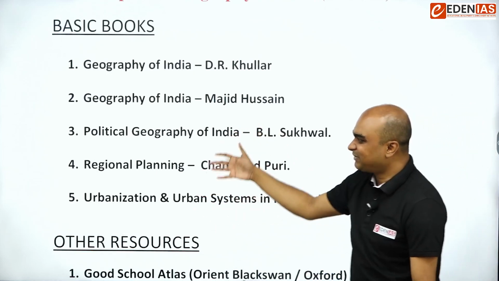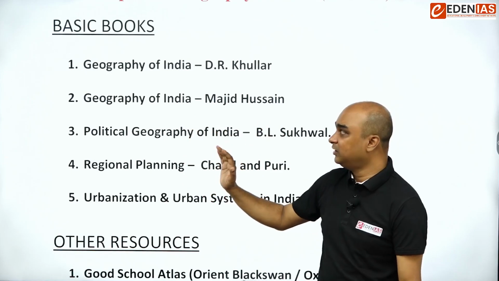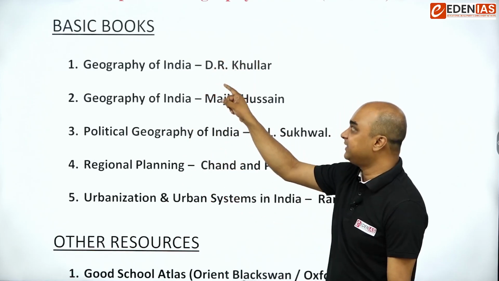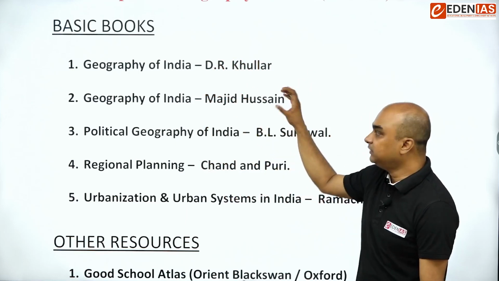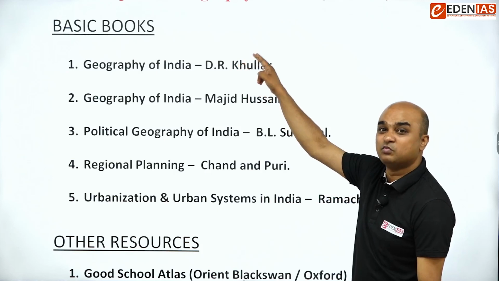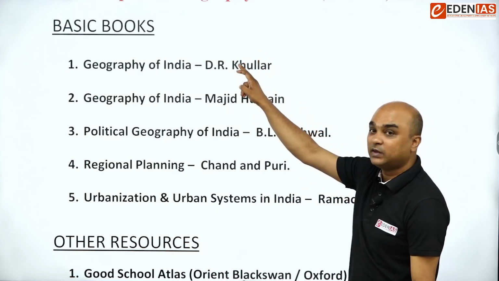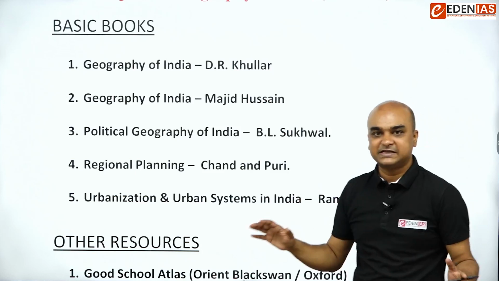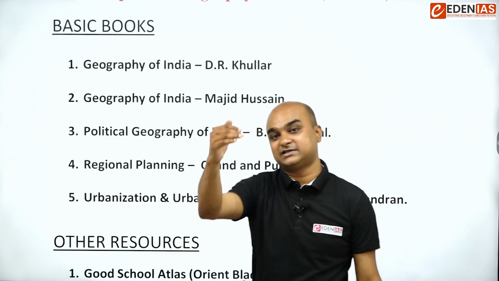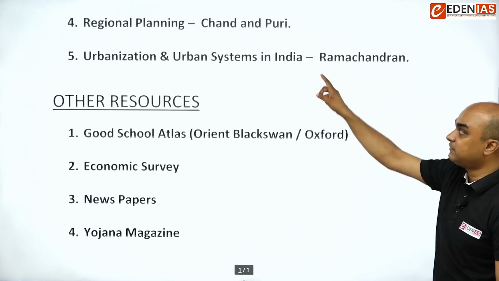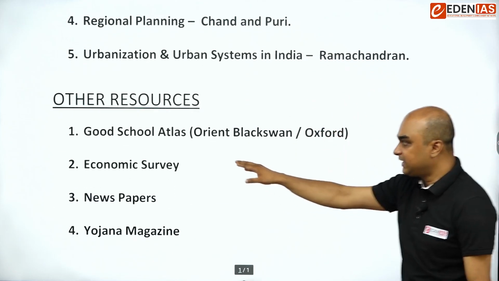ये बुक्स आप पढ़ सकते हो अगर आपके पास टाइम है तो, पर इन दोनों में से एक बुक तो आपको लेनी ही पड़ेगी, बीट खुल्लर, बीट माजिद हुसैन. The advantage with this one is this is slightly less descriptive than this one. This is more descriptive, but the advantage with this one is this is more comprehensive. It covers everything. Majid Hussain also covers everything, but not to that extent as Khuller does.